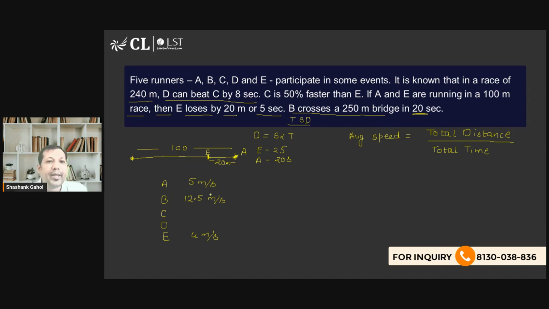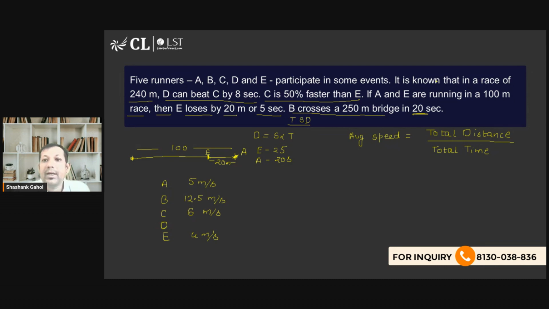Now let's come to the other statements. It says C is 50% faster than E. What does it mean? The speed of E is 4, so the speed of C is going to be 6 meter per second, because C is 50% faster than E. That's it. Now let's come to the speed of D.